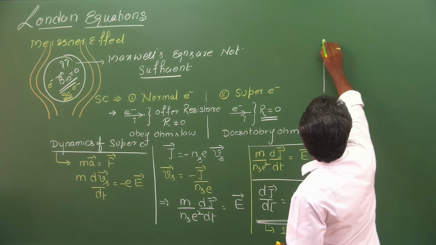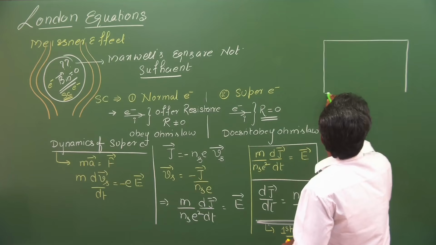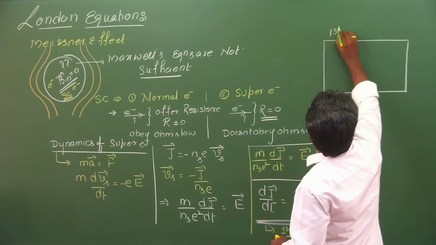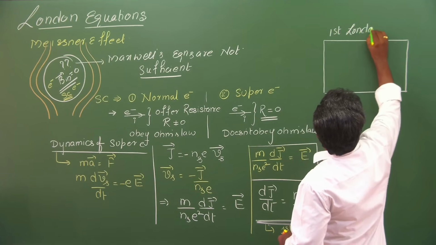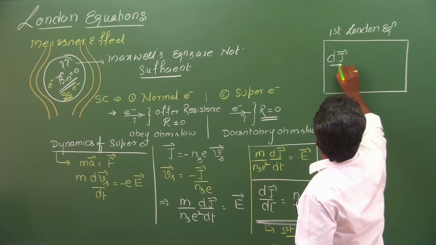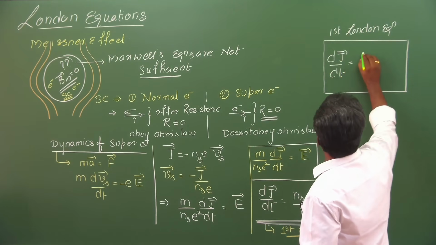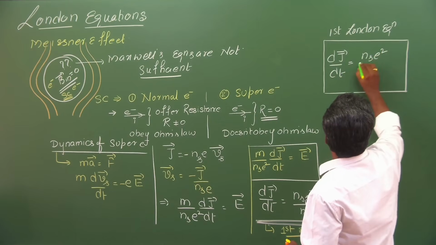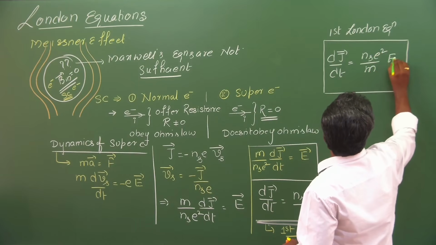Finally, we got the first London equation, that is dJ bar by dt equal to Ns e square by m into E bar.